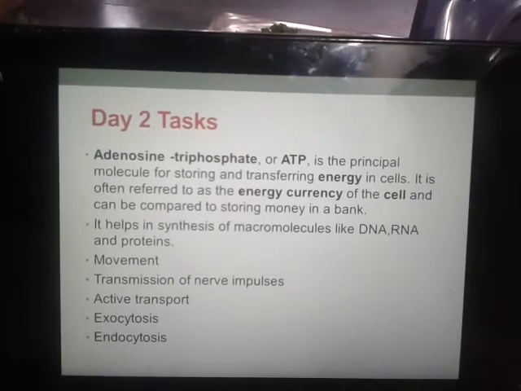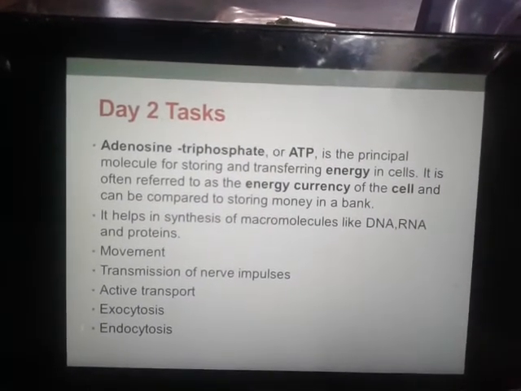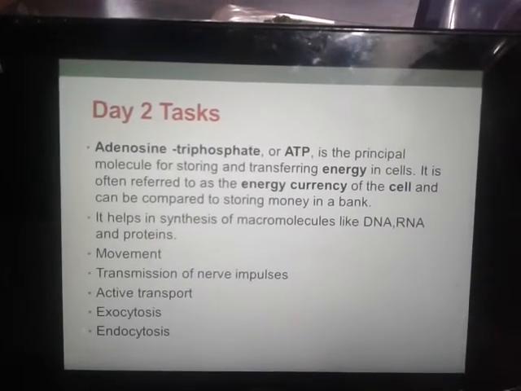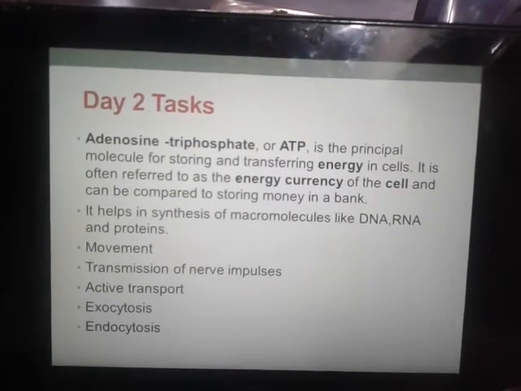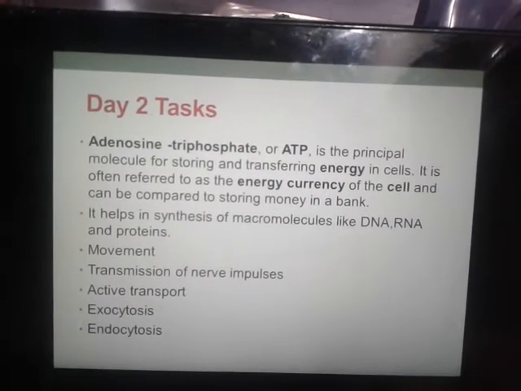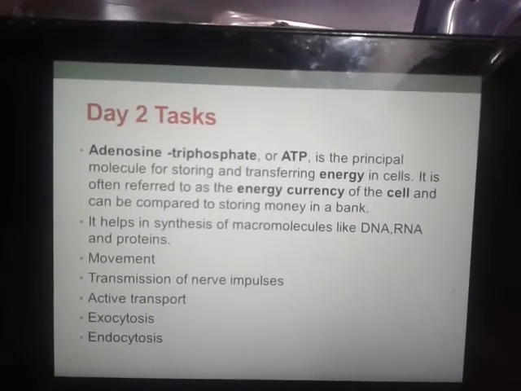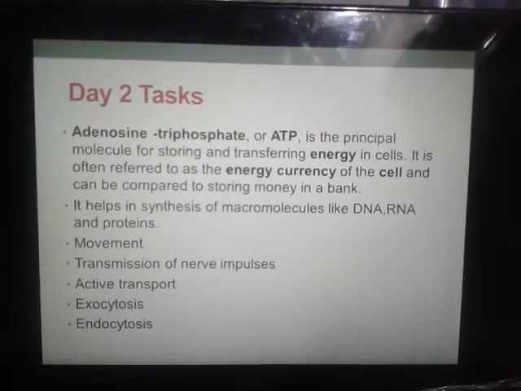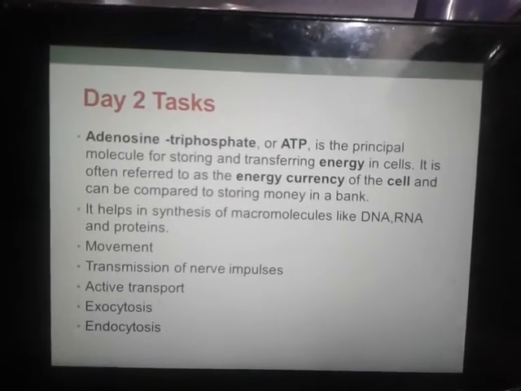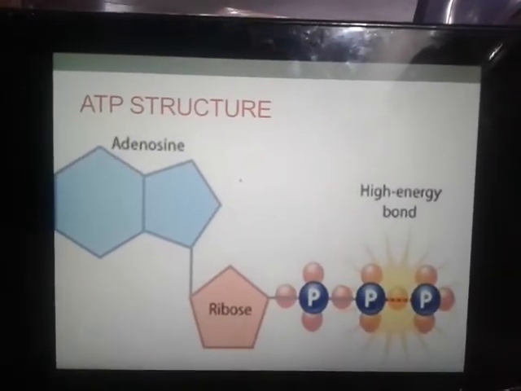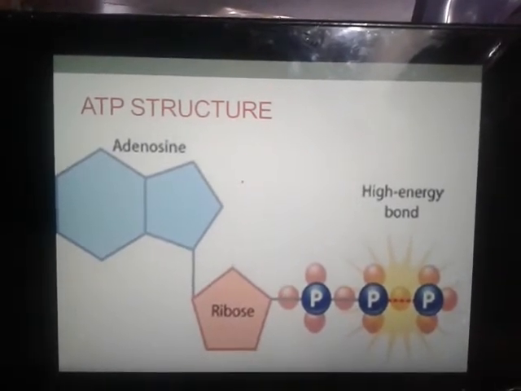Now it's time to share the task of day 2, that is adenosine triphosphate, or ATP. That is the principal molecule for storing and transferring energy in cells. It is often referred to as the energy currency of the cell and can be compared to storing money in a bank. It helps in synthesis of macromolecules like DNA, RNA, and proteins, movement, transmission of nerve impulses, active transport, exocytosis, and endocytosis. ATP structure consists of adenosine, ribose, and high energy phosphate bonds.